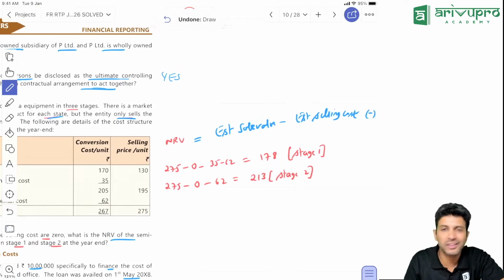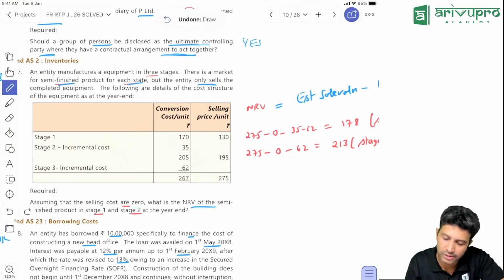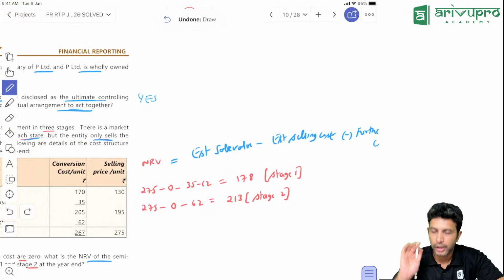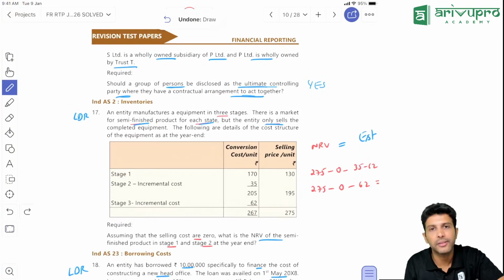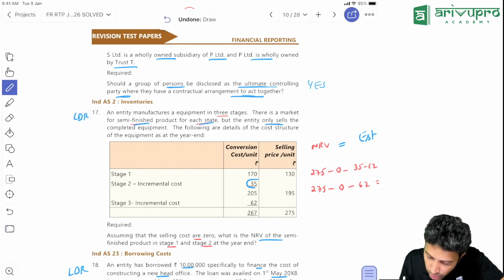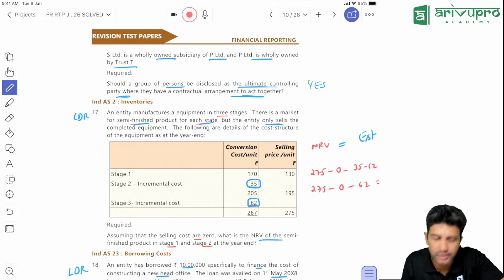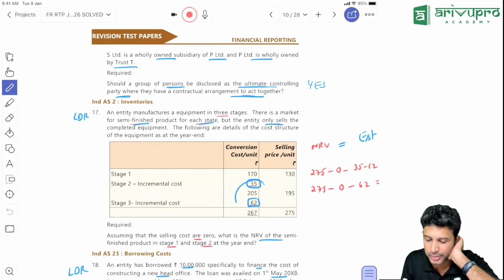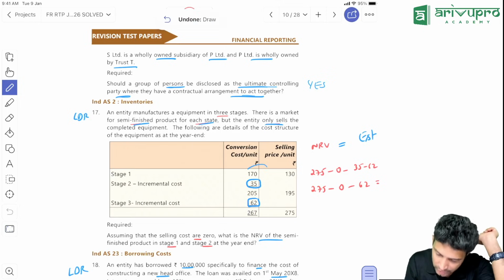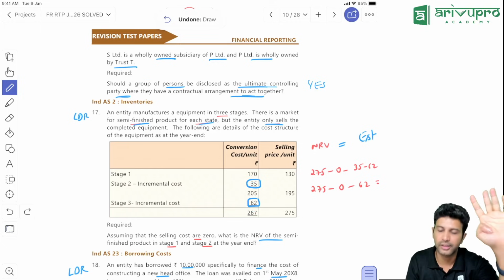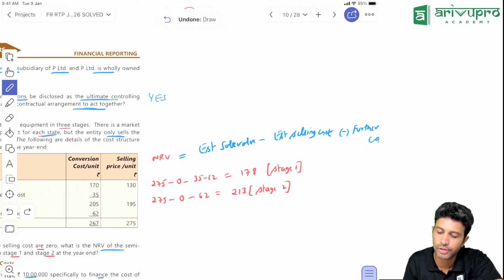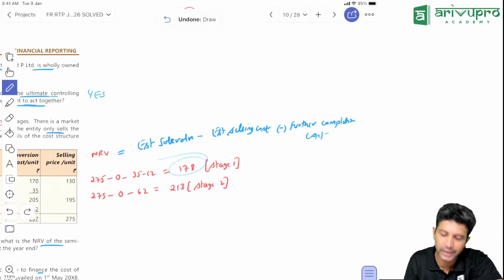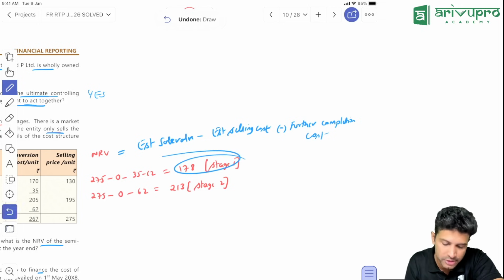Okay. Minus selling expense. They asked us to assume selling cost is 0, so minus 0. Now we have to find out NRV at various stages. If you are in stage 1, the stage 2 cost of 35 and stage 3 cost of 62 are not yet incurred. So this becomes your further completion cost. Reduce those. That is your further completion cost and you will get NRV. This is the NRV for stage 1.